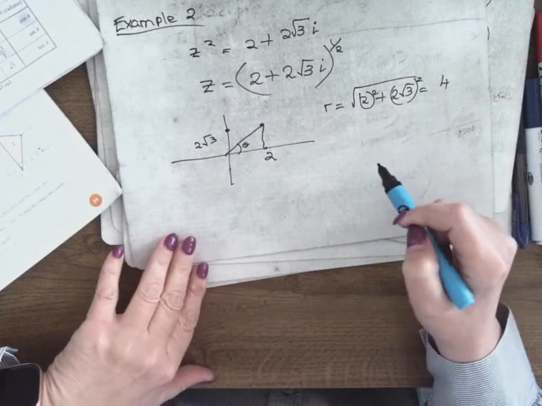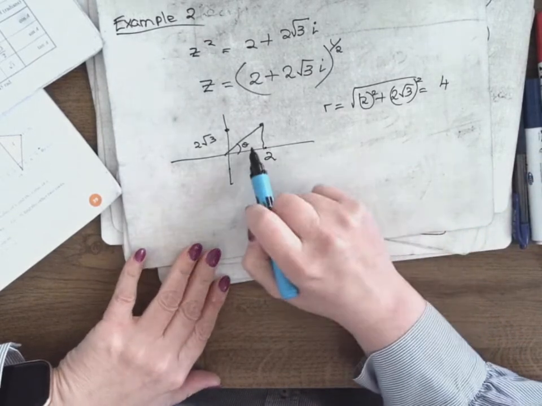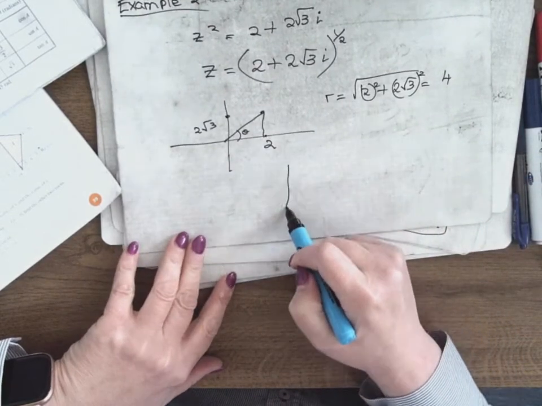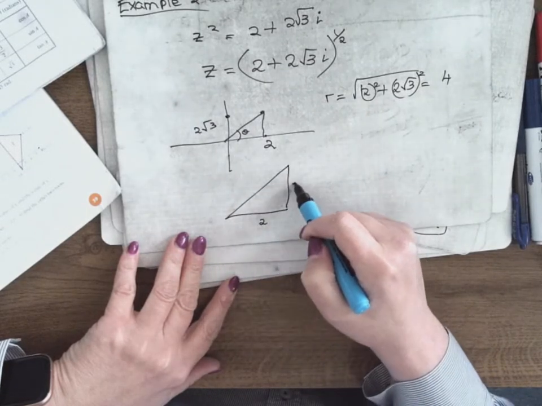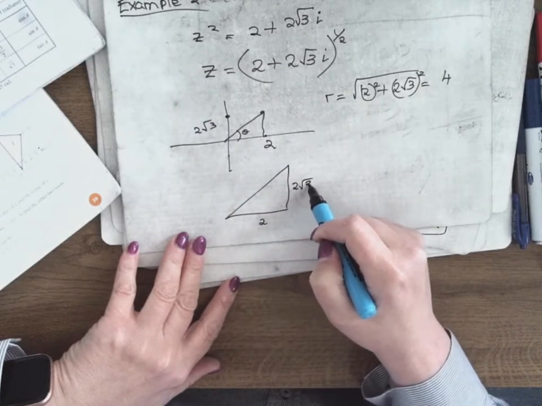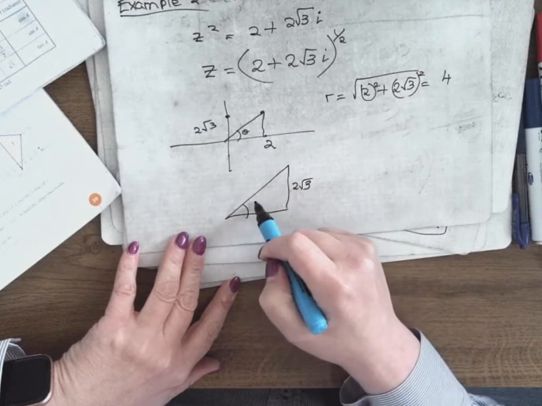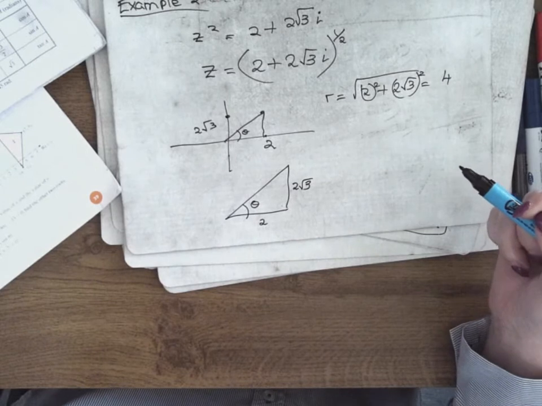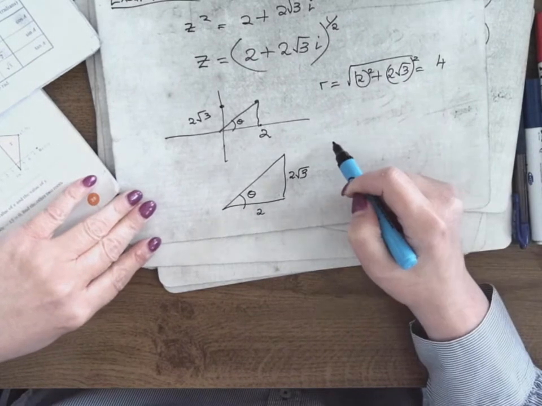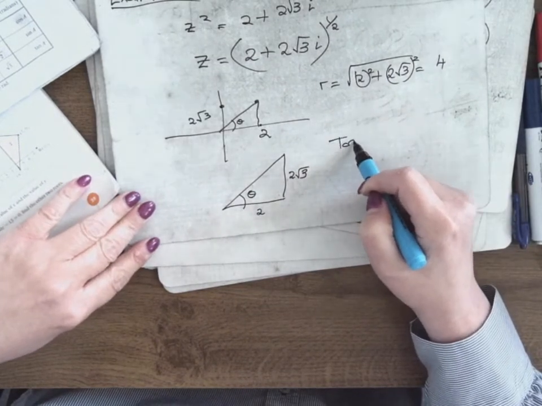And then I have to work out the argument, so I need my right angle triangle. It's across 2 and it's up 2 root 3, and the argument is actually the angle in the right angle triangle. So I don't need to add or subtract it from 180. So the tan of theta is equal to opposite.